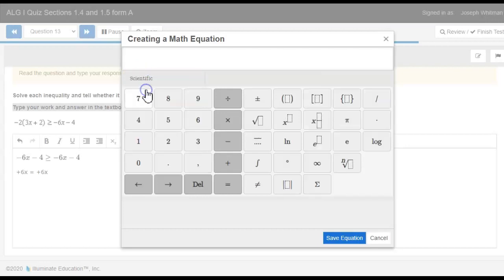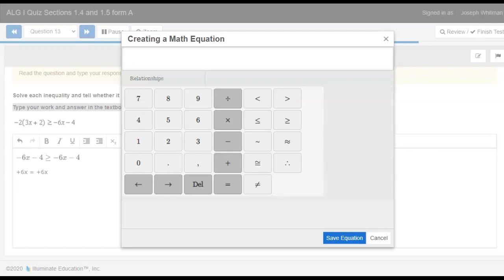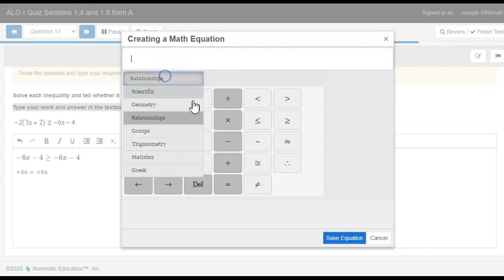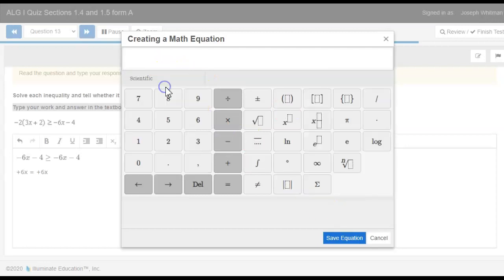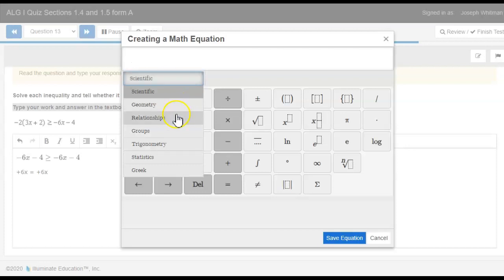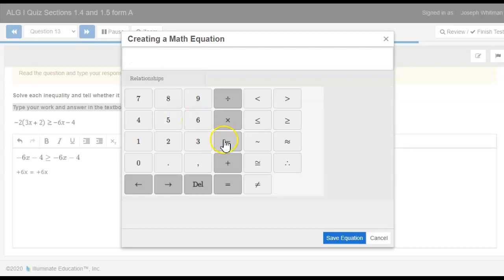So I had to go back to my scientific calculator probably. And we look for our negative sign. Right here it says plus or minus. So I do plus or minus. No, that's not it. All right, so we'll make this easy. Let's just stick here on the relationships tab. So remember I brought my calculator, changed it from scientific to relationships, and we'll just use the minus. That'll work.